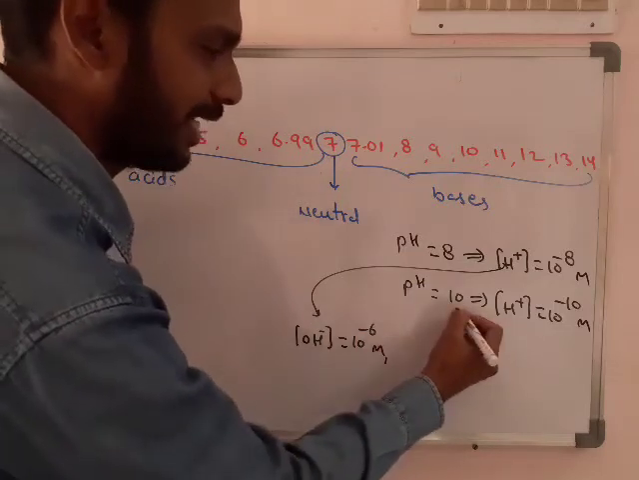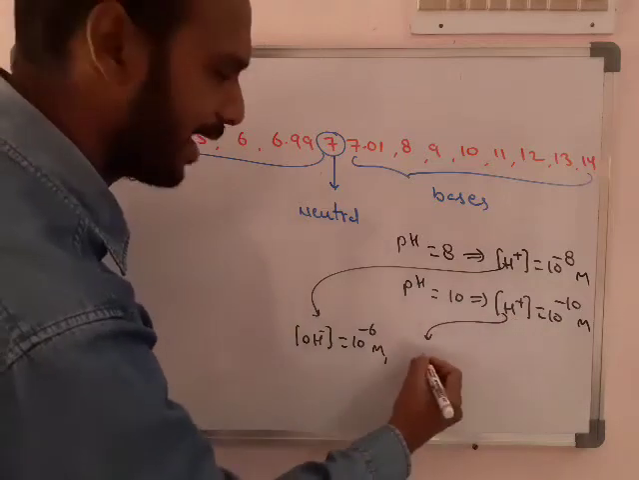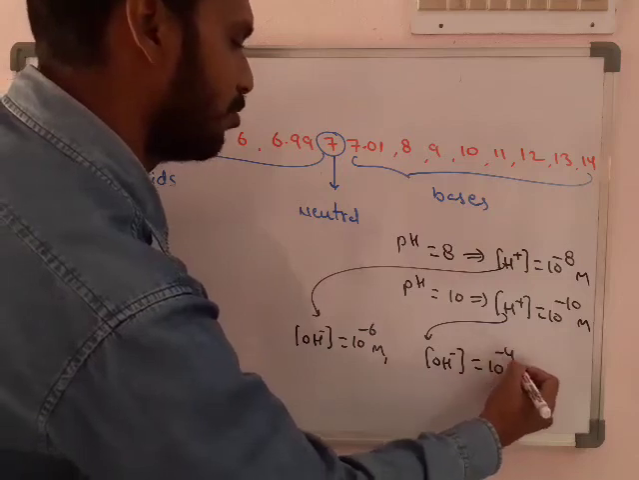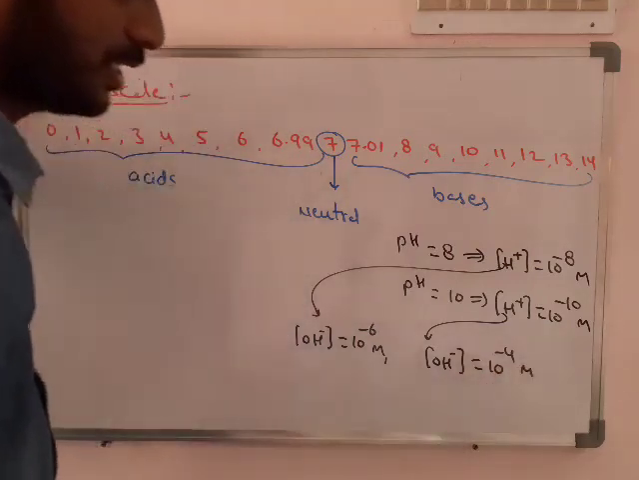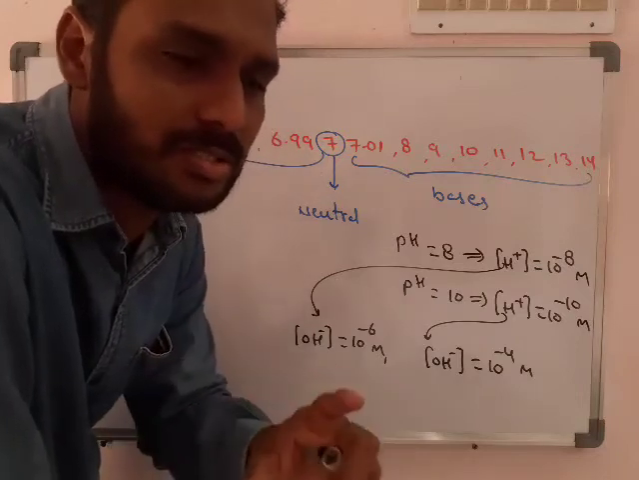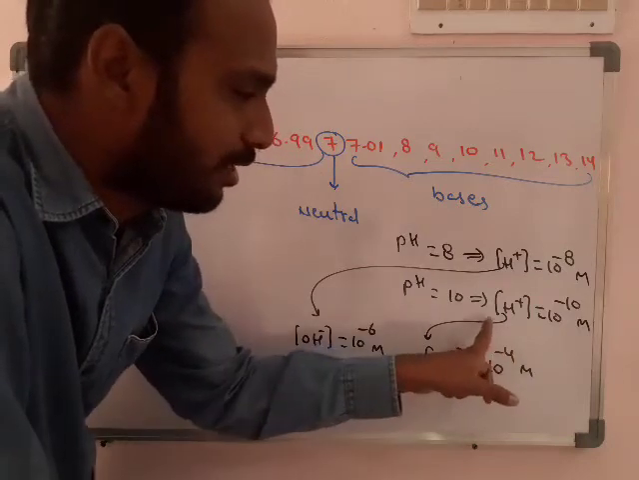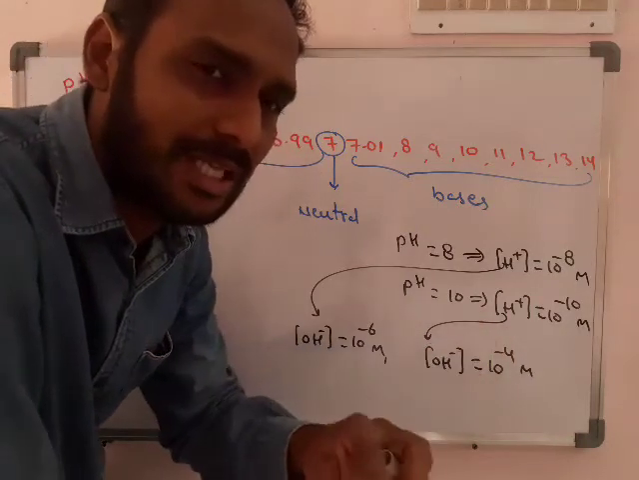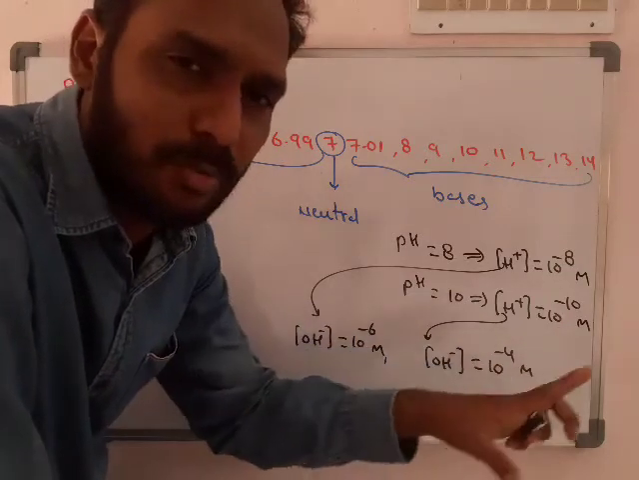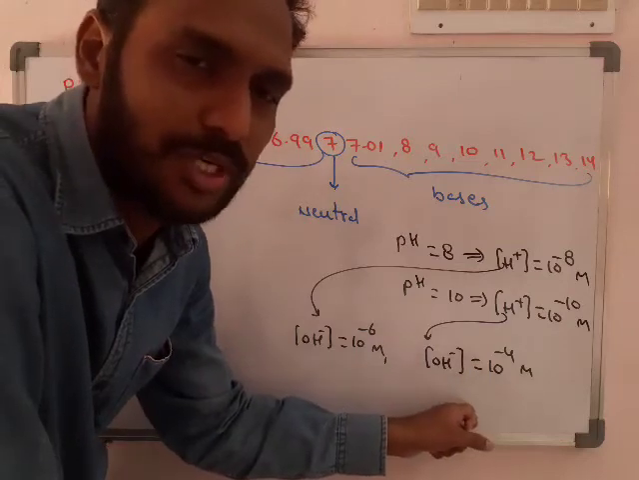Same, pH equal to 10 only. So H plus equals 10 power minus 10, and what will be the OH minus concentration? It is just 10 power minus 4. So now tell me, just guess which has more OH minus concentration. With pH value 10, it has 10 power minus 10 H plus, which automatically means 10 power minus 4 OH minus.